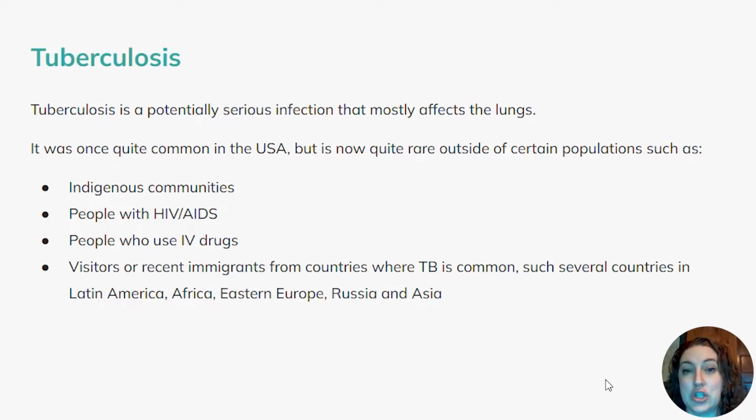Tuberculosis is a potentially serious infection that mostly affects the lungs. It was once quite common in the USA, but is now quite rare outside of certain populations, such as indigenous communities, people with HIV or AIDS, people who use IV drugs, or visitors or recent immigrants from countries where TB is common, such as several countries in Latin America, Africa, Eastern Europe, Russia, and Asia.